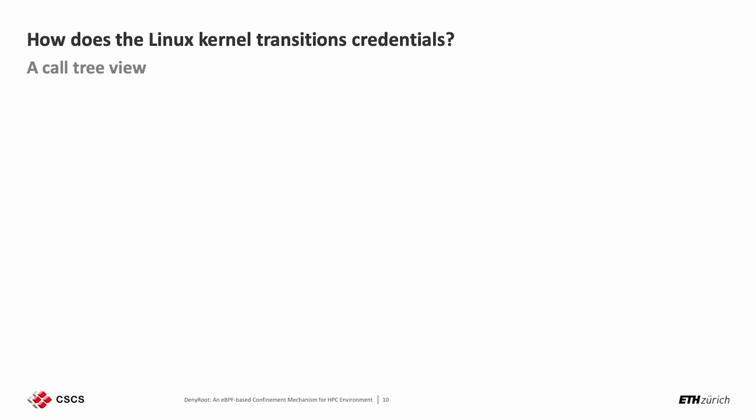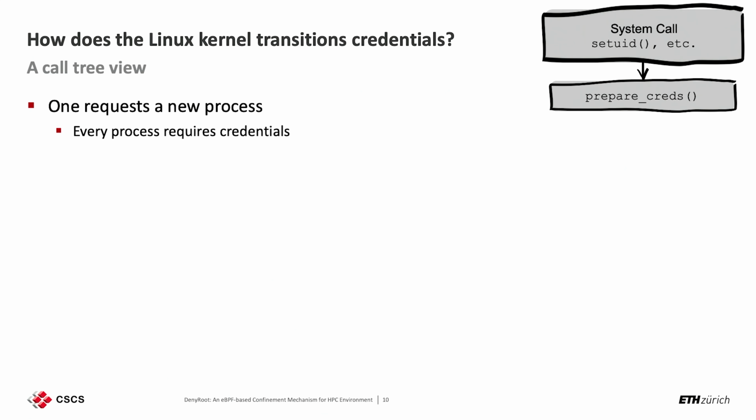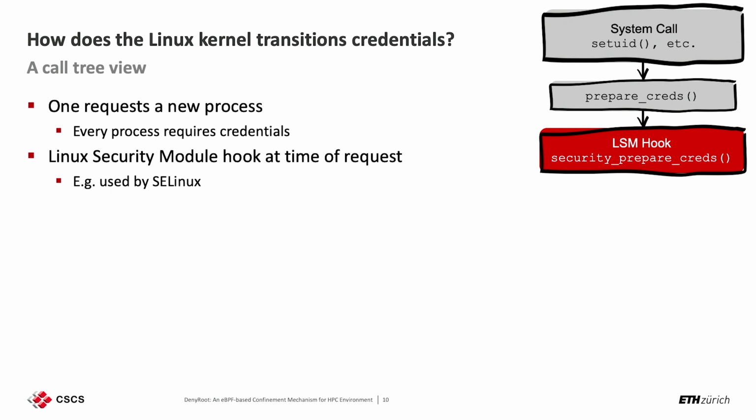If a process starts in the Linux kernel, basically you make a new process. Every process requires credentials. So the Linux kernel will make a call, which can be set as UID or reset as UID, and then it calls prepare_creds in the kernel. Then, the Linux kernel people, actually the NSA wrote it when they started to develop SELinux and the LSM, the Linux Security Module, added hooks along the kernel, called LSM hooks. One is called security_prepare_creds, right?